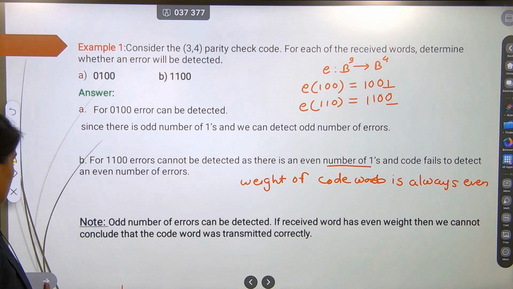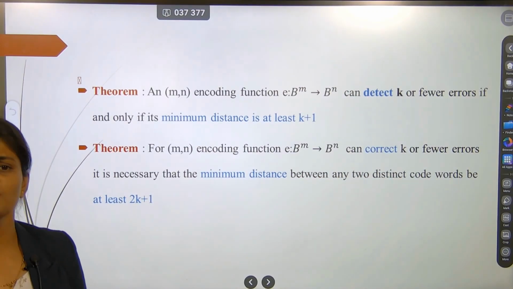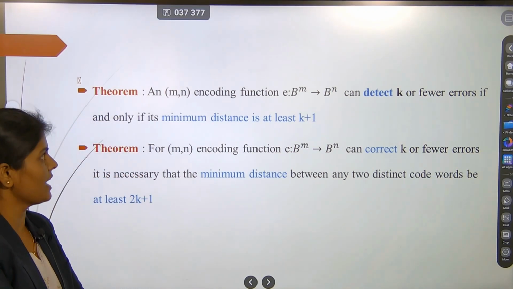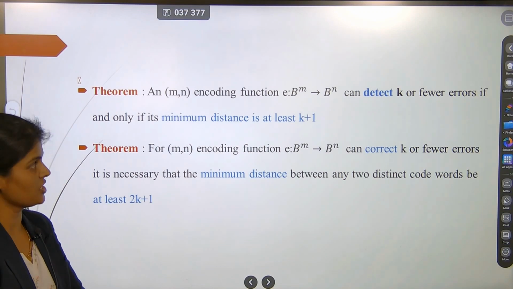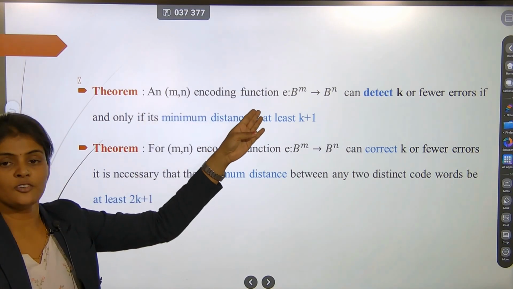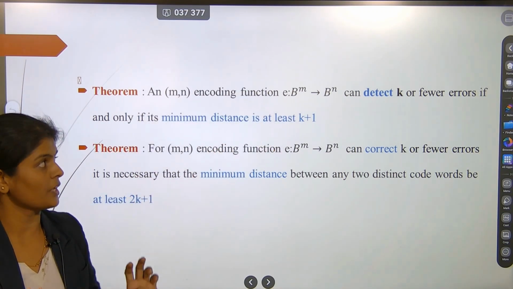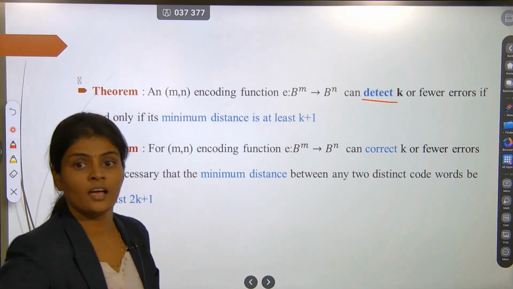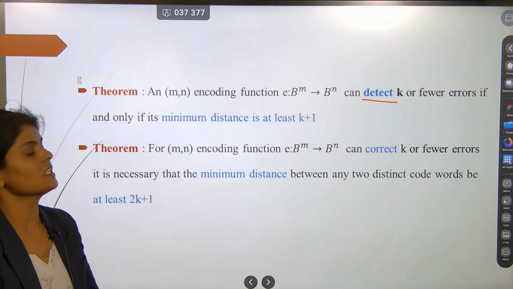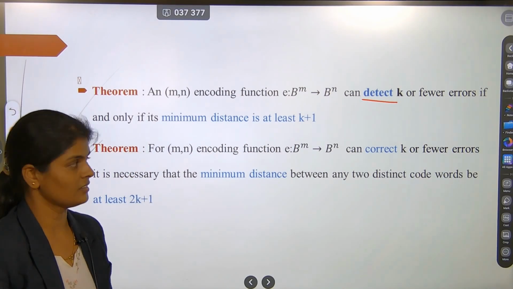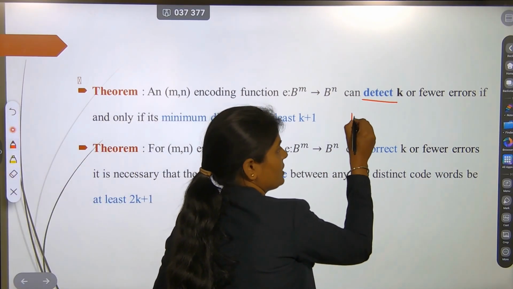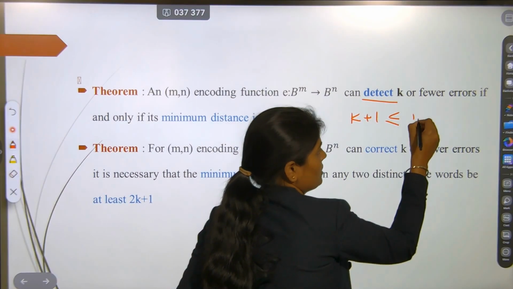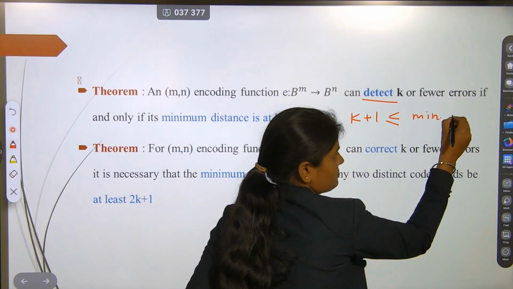Now next, the 2 most important theorems in coding theory. The first theorem tells that if we have an encoding function e from B raised to m to B raised to n, then that function detects k or fewer errors if the minimum distance is at least k plus 1. That means we have the condition k plus 1 is less than or equal to the minimum distance.